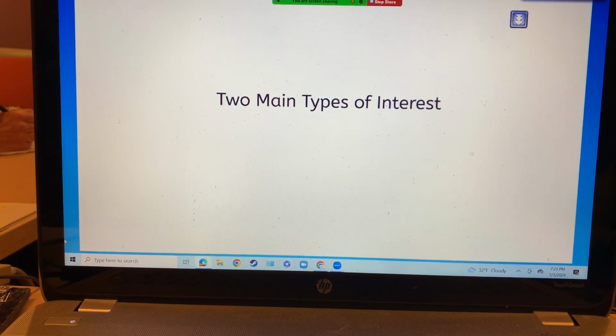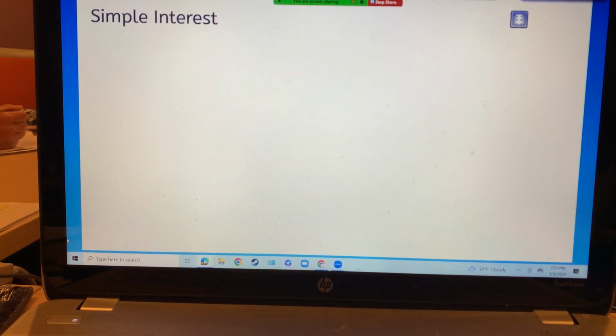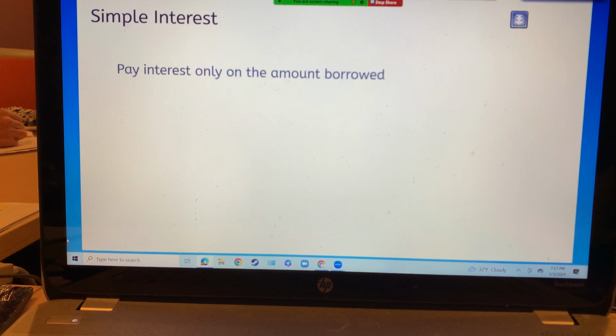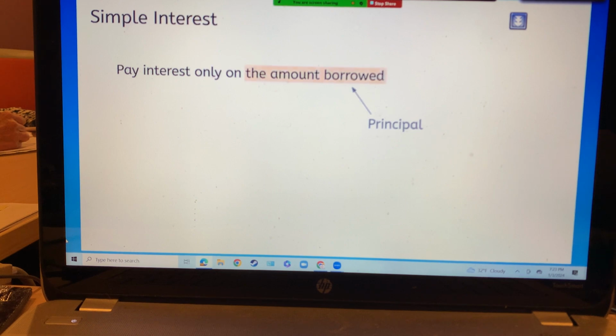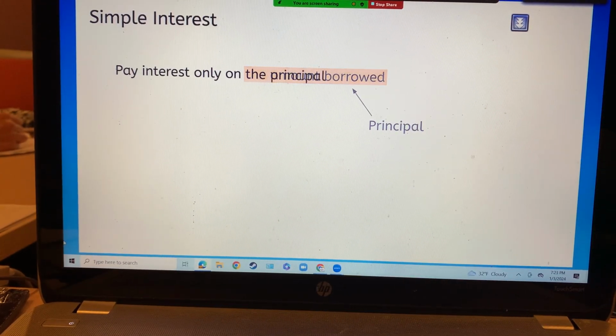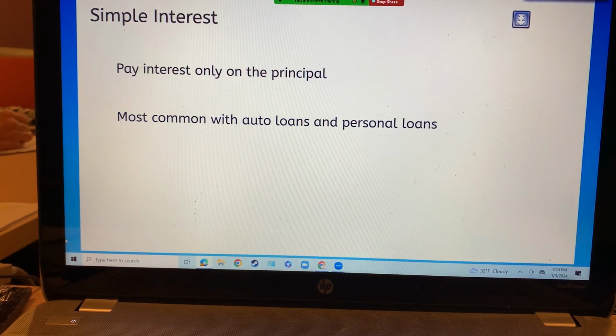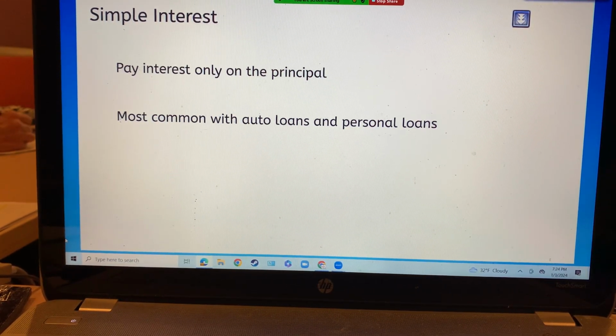When it comes to interest, there are two main types. The first type is simple interest. With simple interest, you pay interest only on what you borrowed initially. This amount is called the principal, and your goal is to pay that off. Simple interest is most commonly used for auto loans and personal loans.